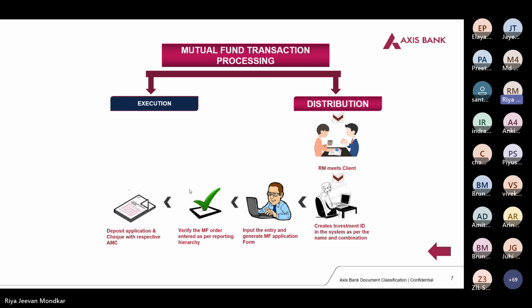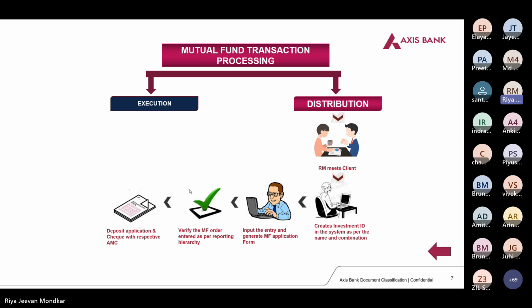So once you place an order under distribution mode and submit it, then your supervisor has to verify that transaction. This is important for revenue purposes. If your transaction, which is placed by you, is not verified by your supervisor and that application is directly submitted to the AMC, the client portfolio will get updated.